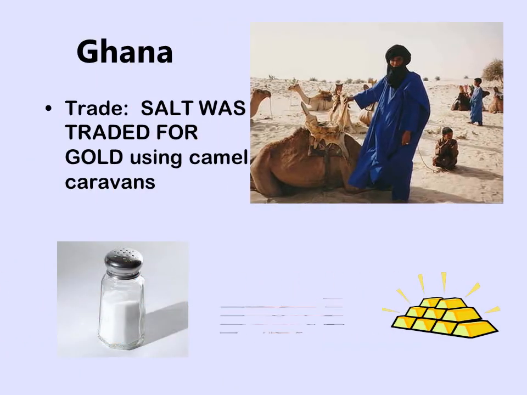The big thing that they trade is salt for gold, and they use camel caravans. Remember, we talked about the caravans before, safety in numbers, and these guys have a path across the Sahara Desert so they don't die along the way. They're very good at survival in this kind of environment.